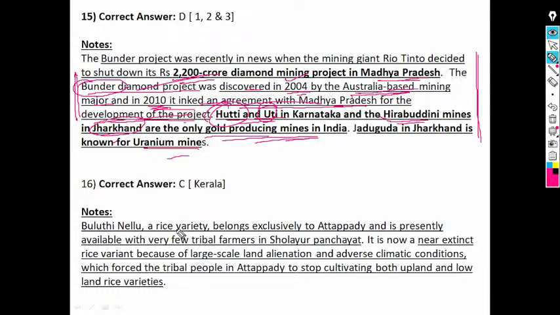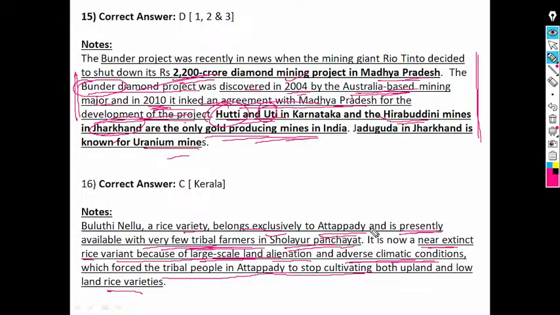Next, Buluthunelu, a rice variety, belongs exclusively to Attapadi and is presently available with very few tribal farmers in Solapur Panchayat. It is now a near extinct rice variety because of large scale land alienation and adverse climatic conditions.